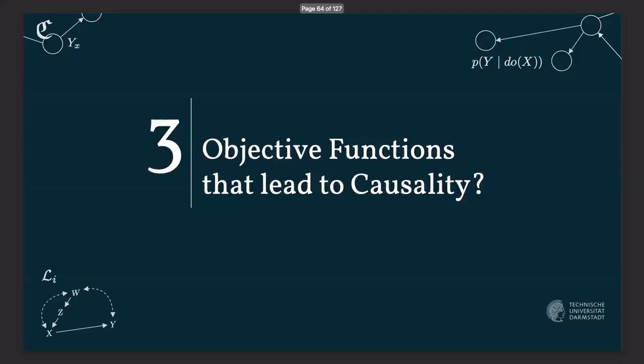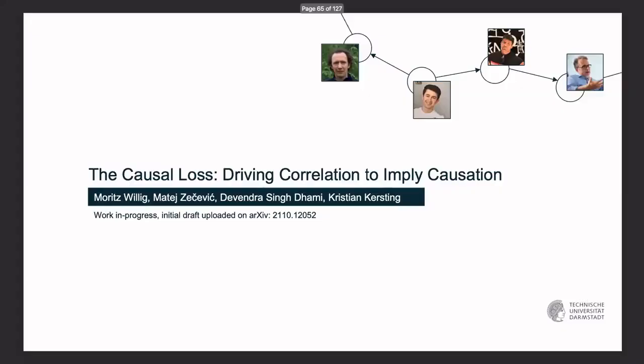Finally, to discuss this third and last chapter: are there maybe objective functions that lead to causality, right? And we could use them anywhere in all our neurosymbolic methods. And so this is a work led by Moritz, actually, who is also here in the talk, so he can also answer questions if you have them. This is also a work in progress. We also had this initial draft a while back, and we called it the causal loss, with the hope of going from correlations to causation.